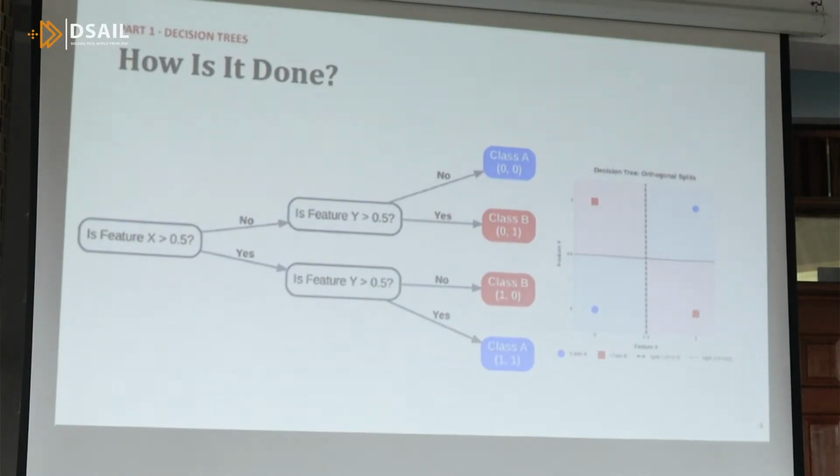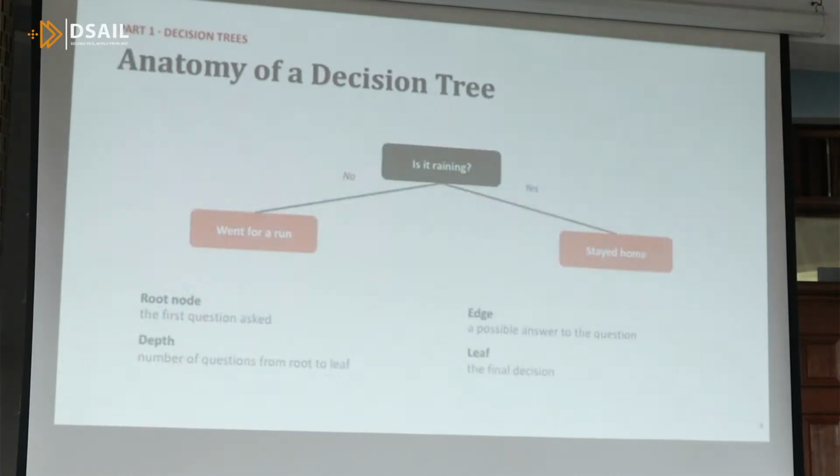So for example, 0 XOR 0, what's the value of 0 XOR 0? 0 XOR 0 is 0. 1 XOR 1? 0. So the same class. 0 XOR 1? 1. 1 XOR 0? 1. So that's an example of the XOR is not linearly separable in this case.